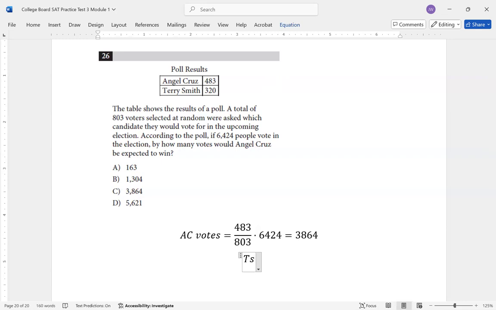Now, you can do the same thing for the Terry Smith votes. Terry Smith, if these percentages hold up, would get 320 out of 803 votes, and that's going to be out of a total population of 6,424 voters. That comes out to 2,560.